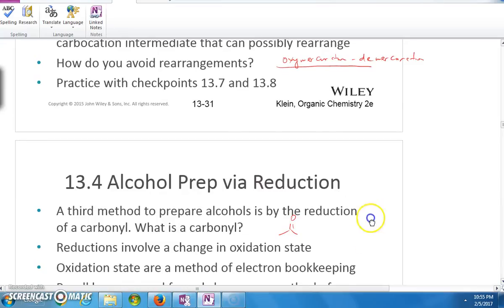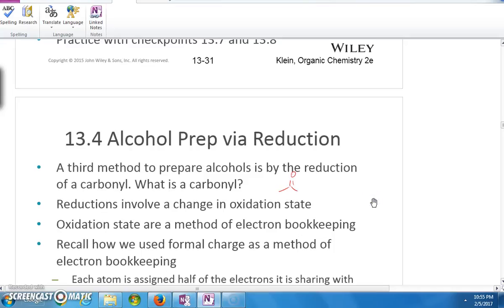A third method to prepare alcohols is by the reduction of carbonyls. What is a carbonyl? Right now you should know what a carbonyl looks like. This is a carbonyl compound. This is a carbonyl group. We have a carbonyl, simply a carbon double bonded to an oxygen.